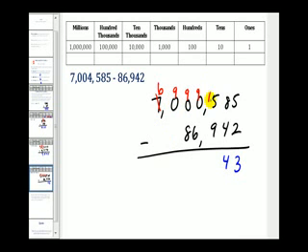So now we can subtract. 15 minus 9 would be 6. This column is now 9. 9 minus 6 would be 3. Next column is 9 minus 8. That would be 1. This column is just 9, and this column is just 6. So our difference is 6,913,643.